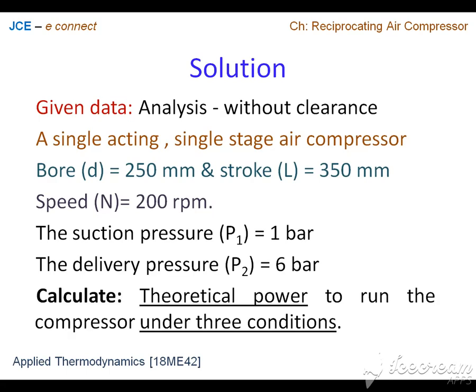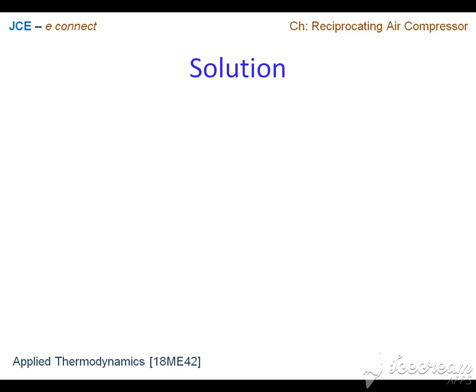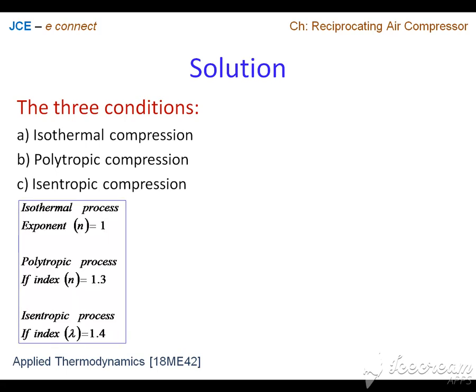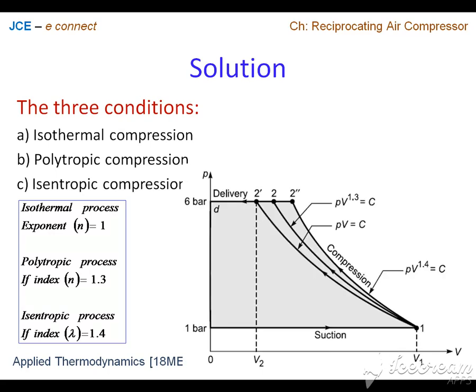So here our focus is on calculating the theoretical power under three conditions. And the three conditions are isothermal compression process, polytropic compression process and isentropic compression process given the polytropic index values. So we'll now look at the PV diagram, and the V1 along the x-axis represents the swept volume and the entire length here shown. Therefore V1 is equal to Vs.